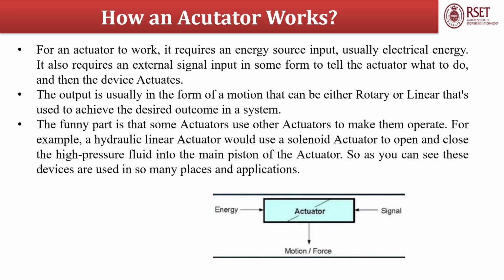For an actuator to function, it needs two main inputs. First, an energy source, usually electrical energy. Second, a control signal that tells the actuator what actions to perform. Based on this signal, the actuator produces an output motion which can be either rotary or linear.